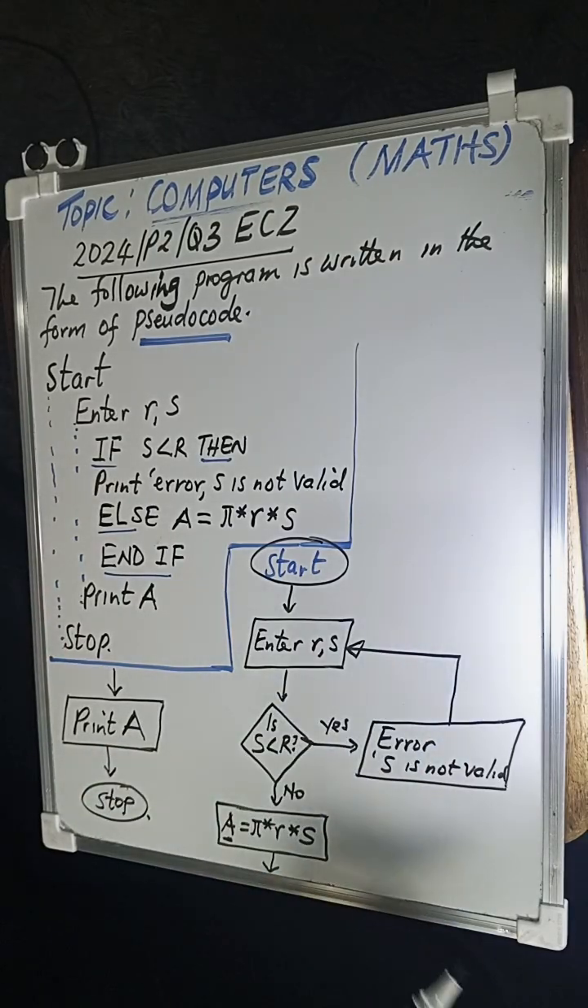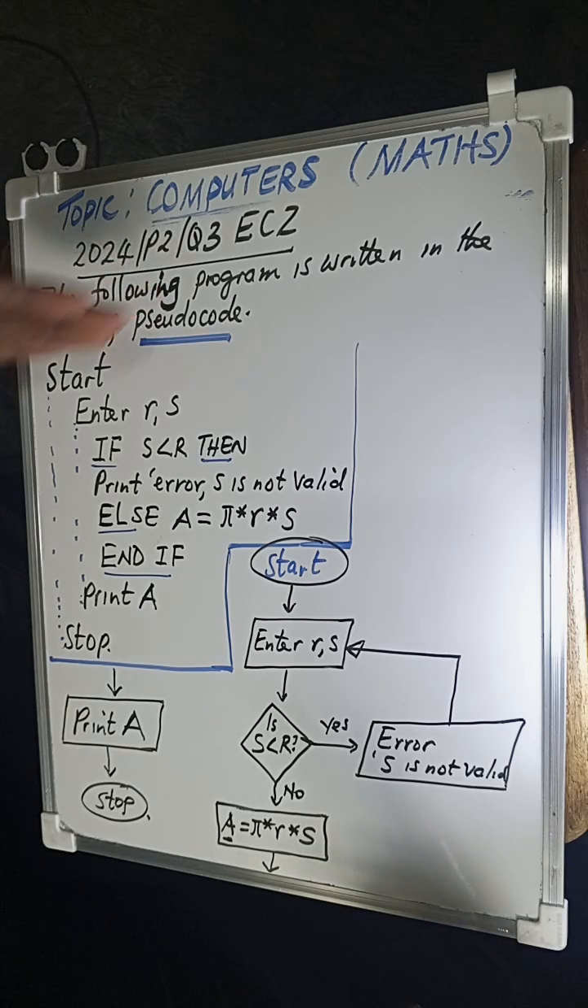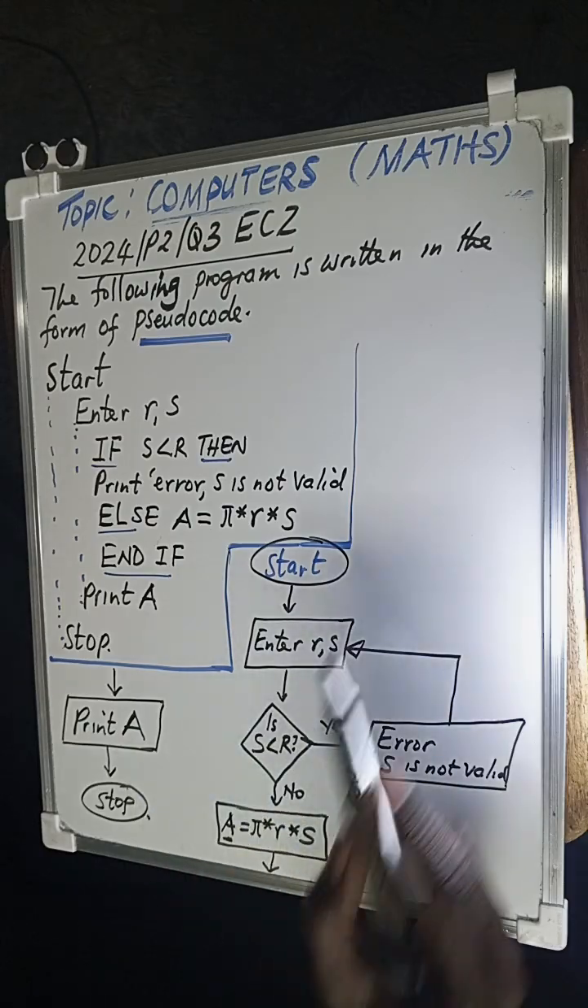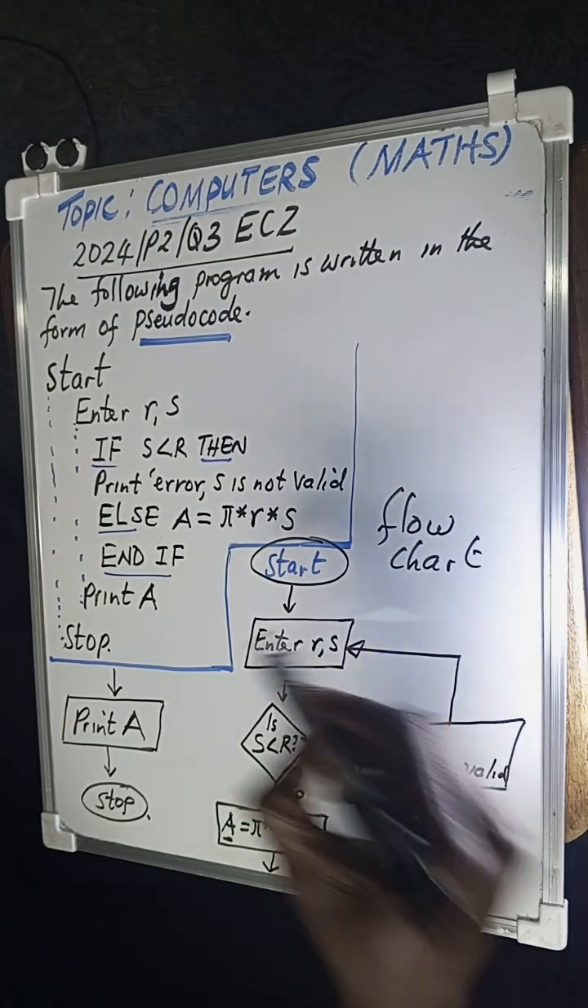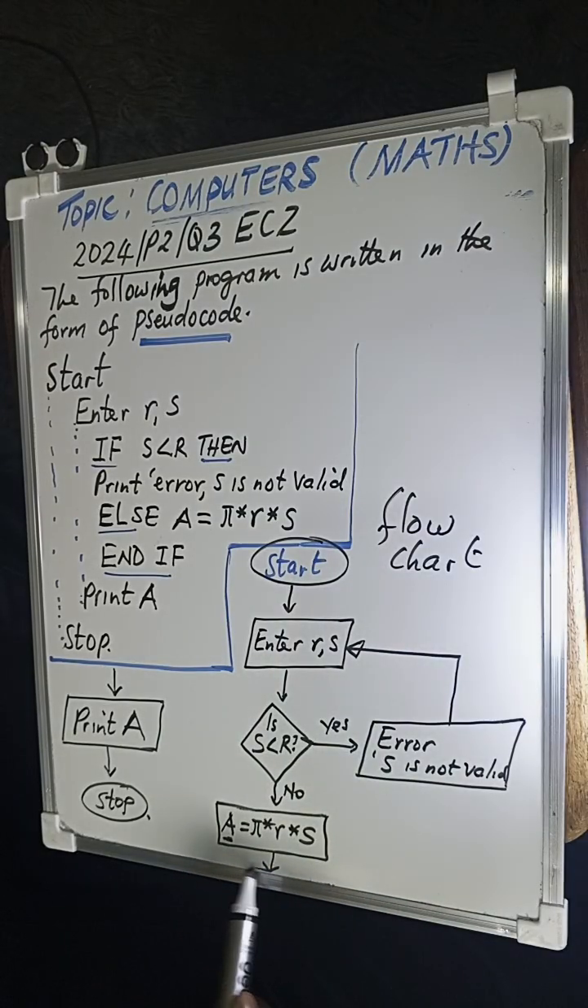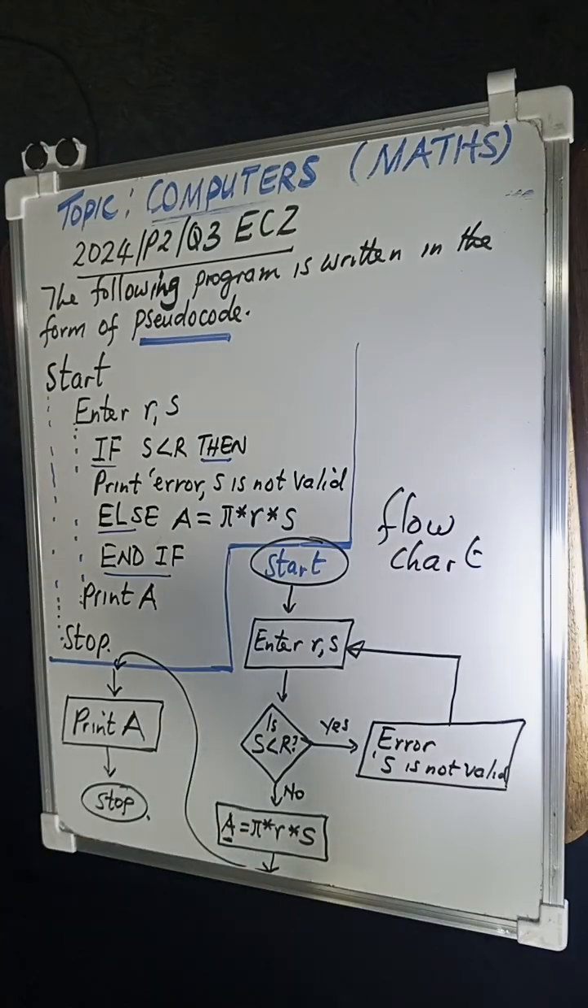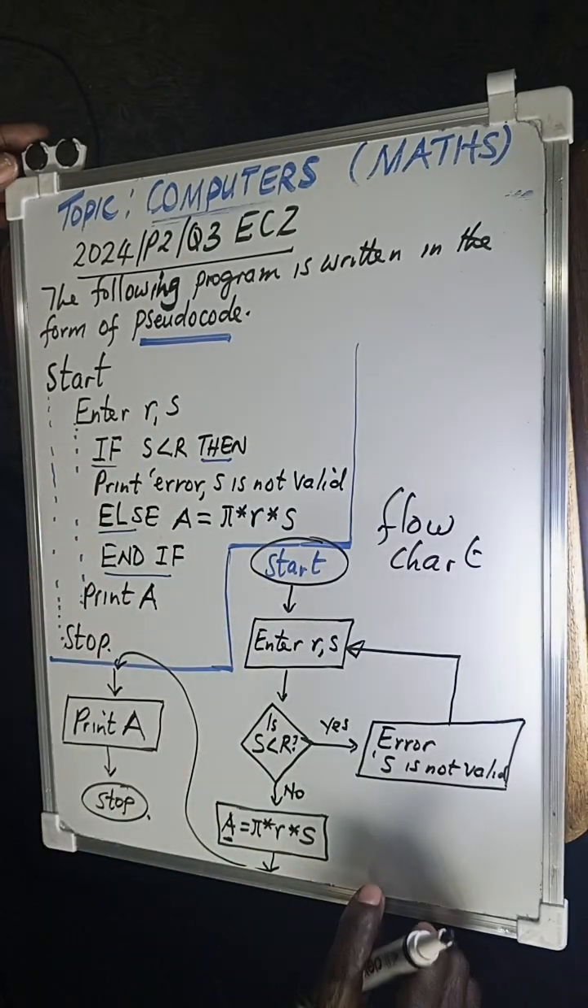So this is the way you can go about converting a pseudocode that you have been given into what we call a flow chart. So we have just constructed it. Remember, this part continues in that direction, so it should go down. It's just because of the space that I had.